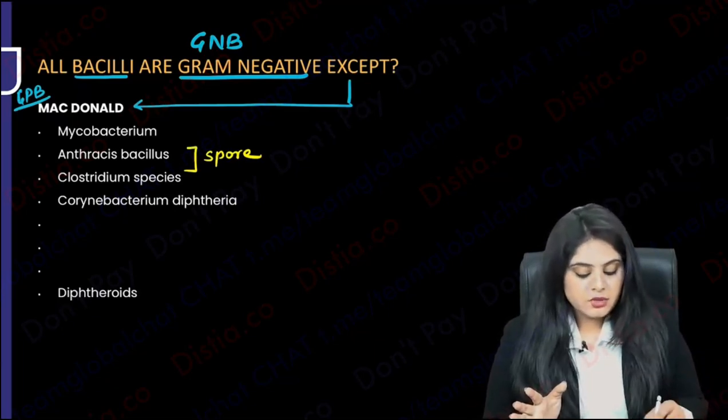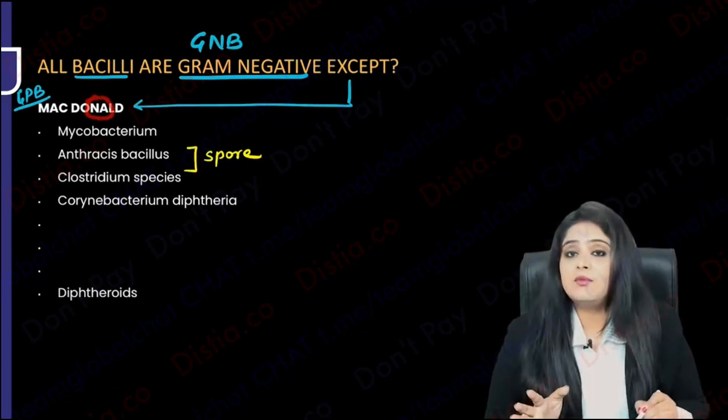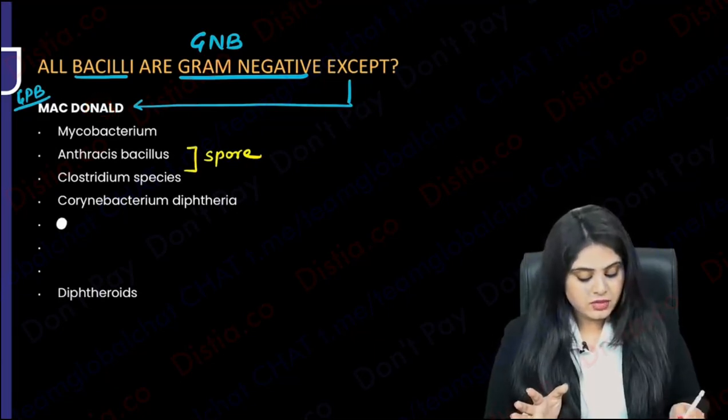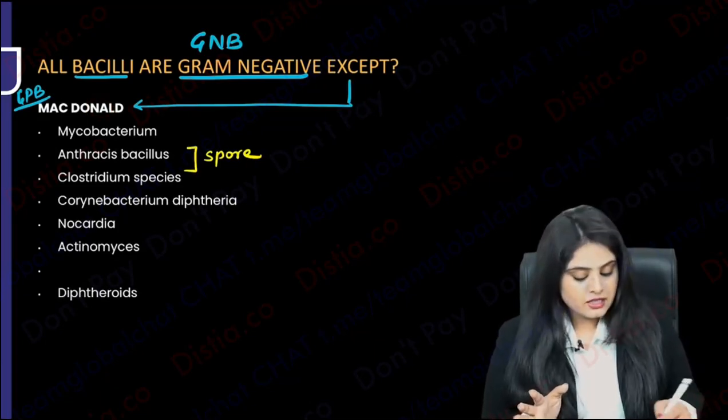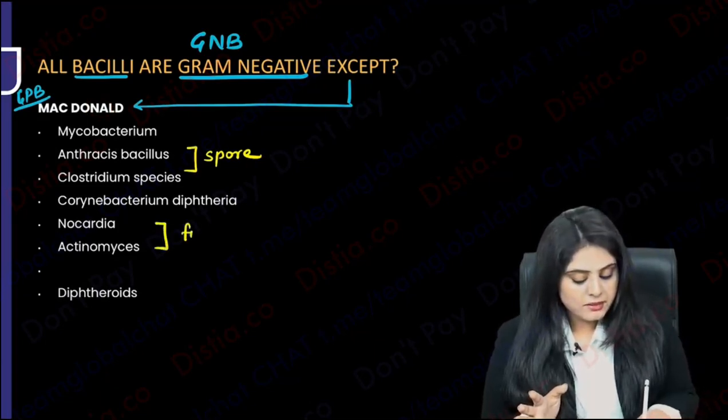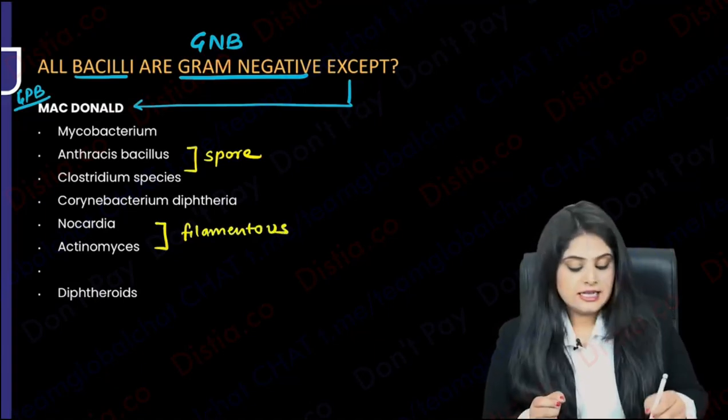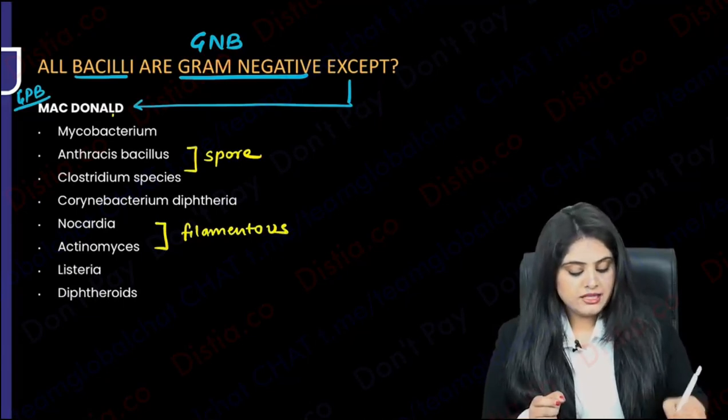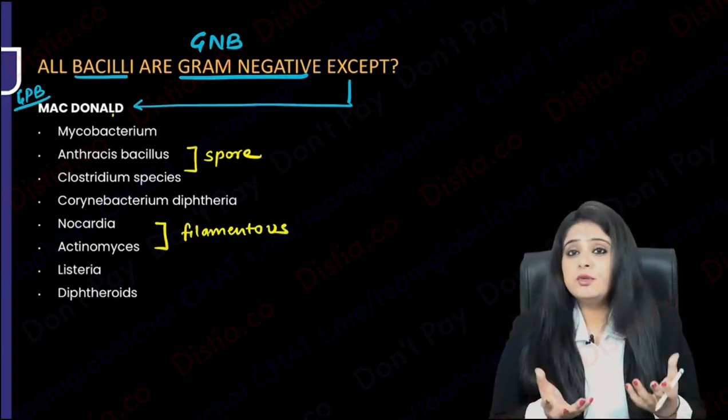Then I'm going to take up the two very similar. What is N and A? What are the filamentous organisms that we have? Nocardia and Actinomyces. What is common amongst them? Both of them are filamentous. And the one that is left, that is L, that is going to be Listeria. So try to make groups. That is how you learn a mnemonic.